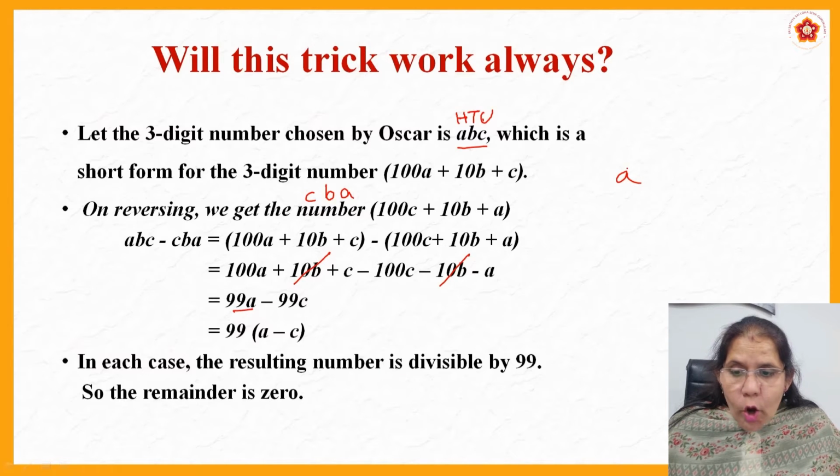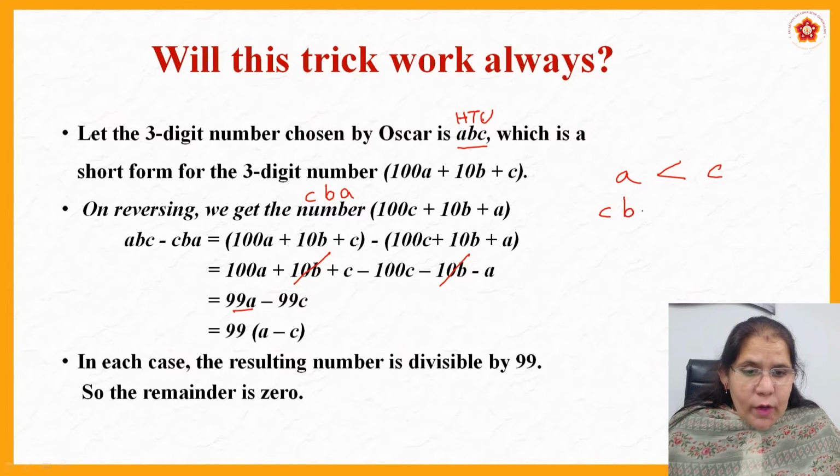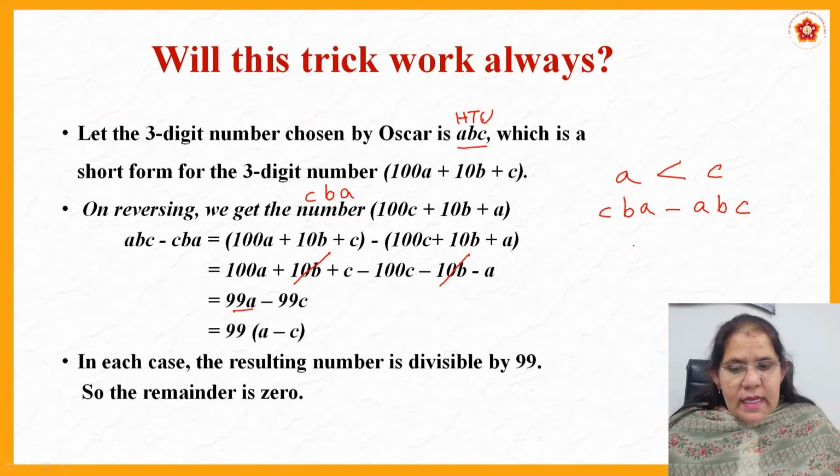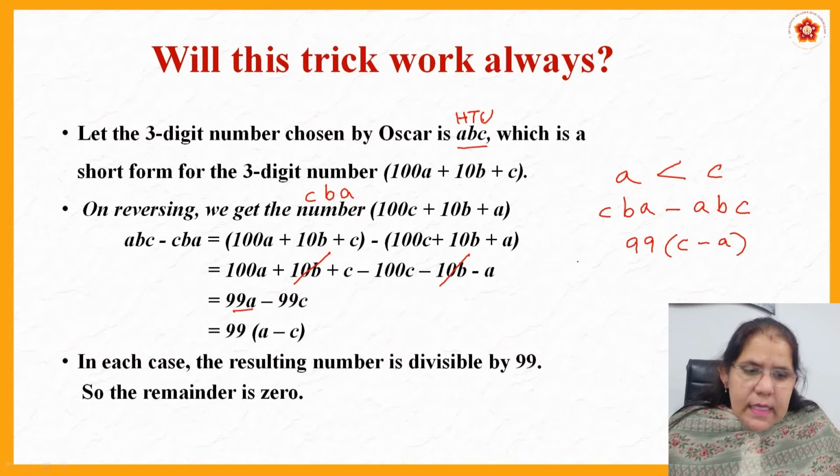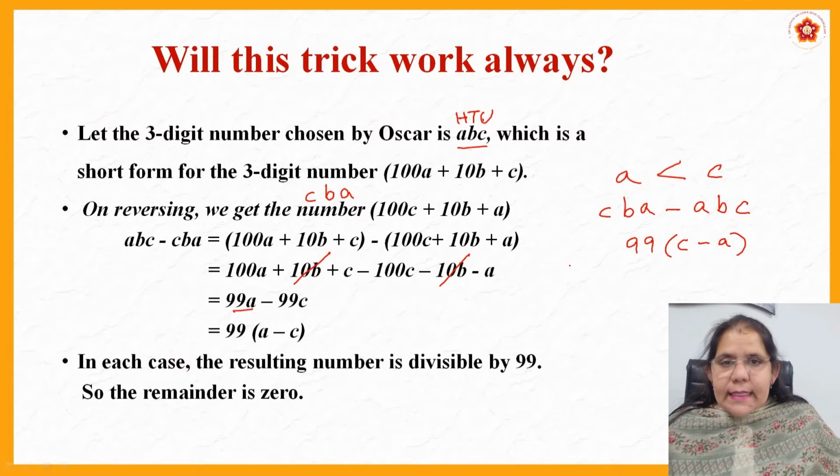This could also be the option that A is less than C. In that case, we would have done CBA minus ABC. In that case, we would have got 99C minus A. In both the cases, 99 is coming.